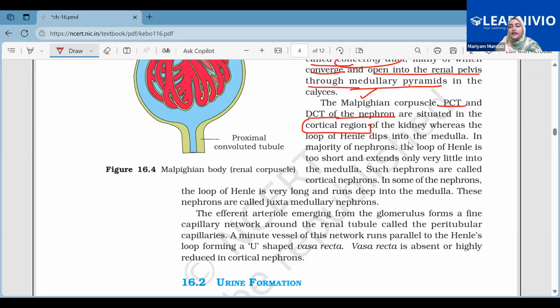What did I tell you? Cortex is peripheral or central? Right now only I told you. What is it?